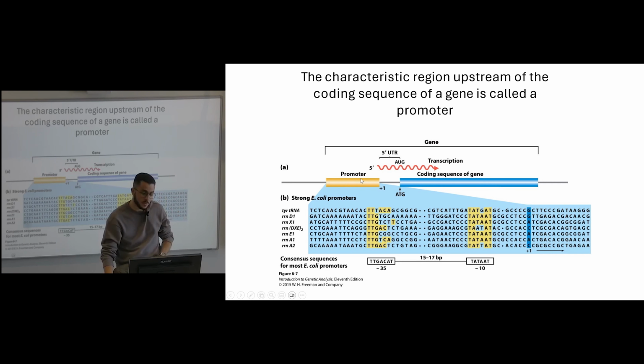Now, the promoter is a regulatory region. It's where the RNA polymerase binds, and the sigma protein. Also, the sigma recognizes this -10, -35 sequence and binds to it. So all these genes are bound by the sigma 70, but there are other sigma proteins that recognize different sequences.